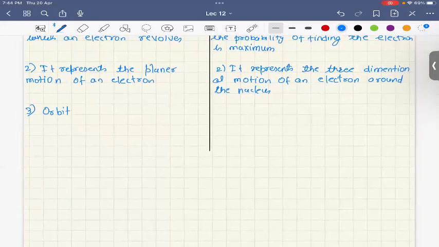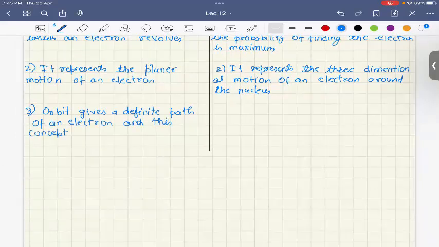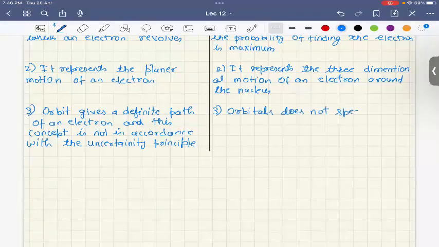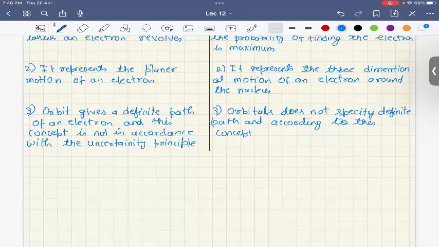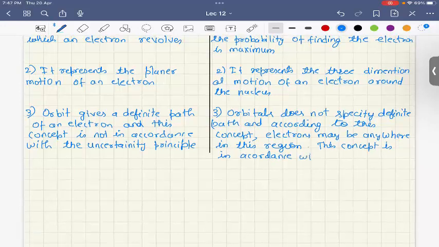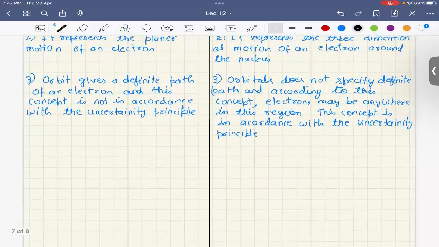Orbit gives a definite path of an electron, and this concept is not in accordance with the uncertainty principle, whereas orbital does not specify a definite path. According to this concept, electrons may be anywhere in this region, right? And this concept is in accordance with the uncertainty principle.